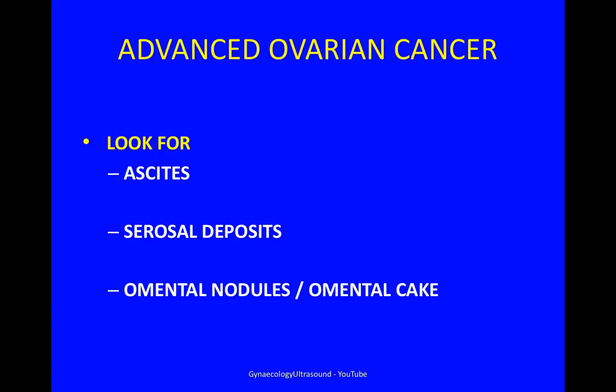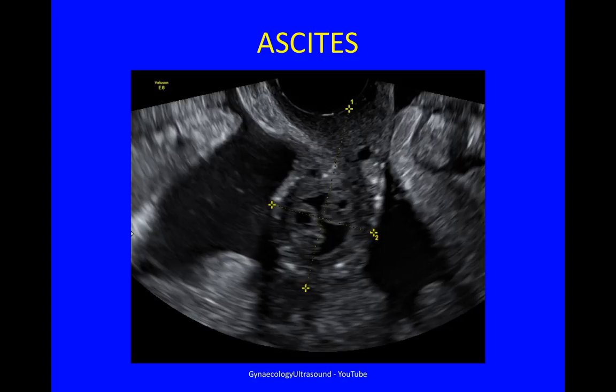When you want to know if the ovarian cancer is advanced, you look for spread, and that would be ascites, serosal deposits and omental nodules or omental cake. The definition of ascites is free fluid above the level of the uterine fundus, and in this example, this is the anterior wall, this is the uterine fundus, posterior wall. All this fluid is in the pouch of Douglas, but this fluid extends to beyond the level of the uterine fundus. So in this case, this is ascites.